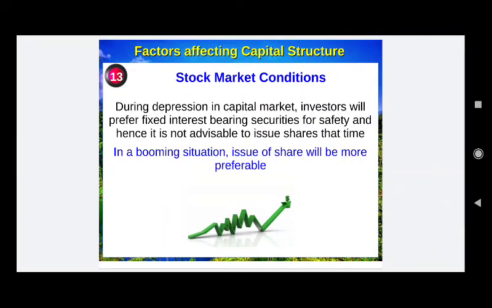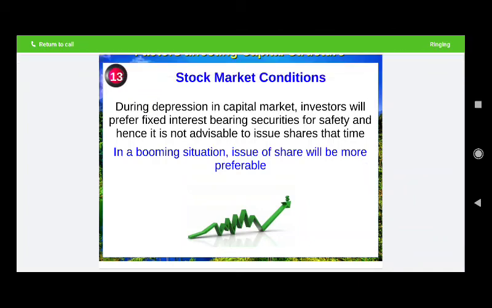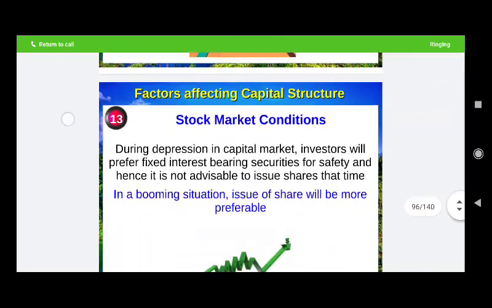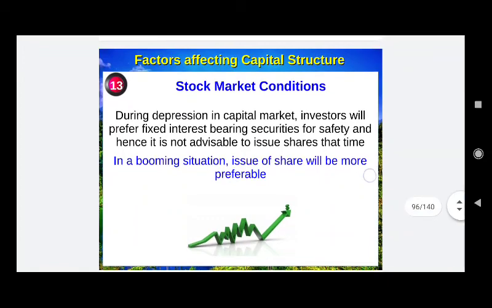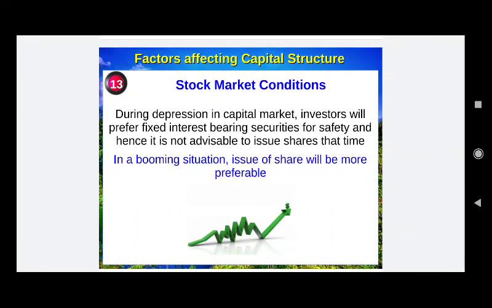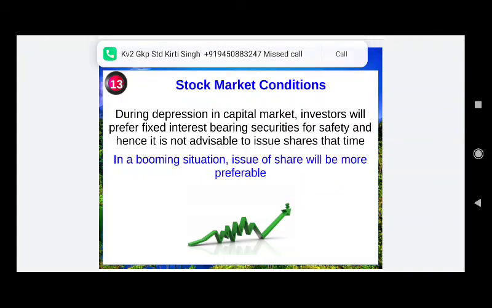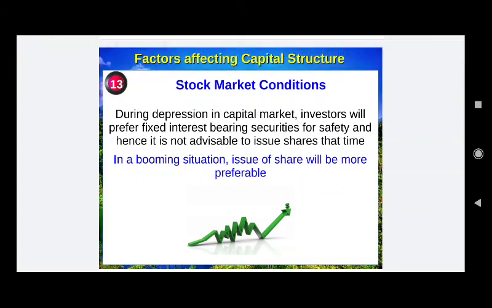13th, stock market conditions. During a depression in the stock market, investors will prefer fixed interest bearing securities for safety. If the stock market condition is very good, and all shares are being sold very promptly, then it will be very beneficial to issue equity shares instead of going for borrowed funds.